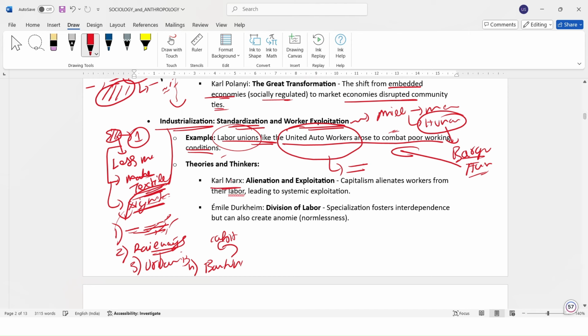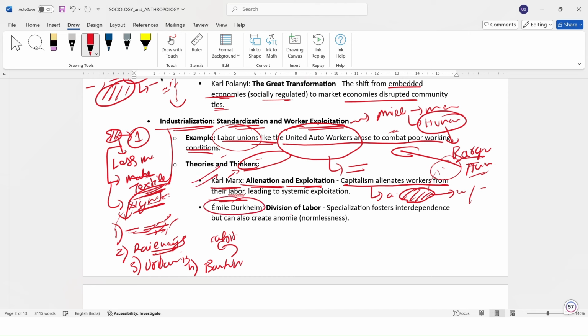For example, Karl Marx, the great thinker behind communism. I don't know which country it has worked for, but yes, he gave the theory of alienation and exploitation, which said that capitalism alienates workers from their labor, and that was the whole communist movement, right? Ownership of factories should be in the hands of workers or the state rather than any one capitalist, because capitalists inherently are exploitative. That was the idea of Karl Marx.